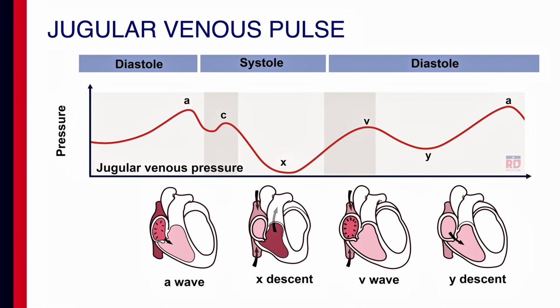On the other hand, in cardiac tamponade, the Y descent is absent. Why? Because the fluid in the pericardial sac restricts ventricular filling, so even when the tricuspid valve opens, the blood can't flow properly into the ventricle, and there is no meaningful pressure drop in the atrium.